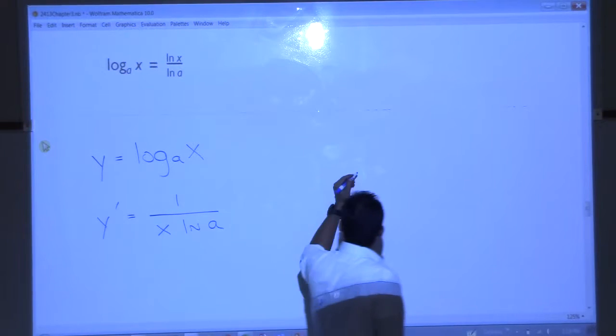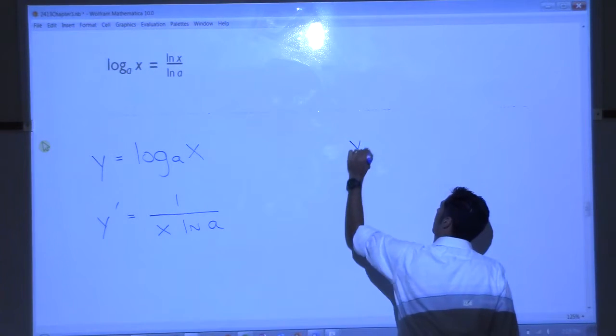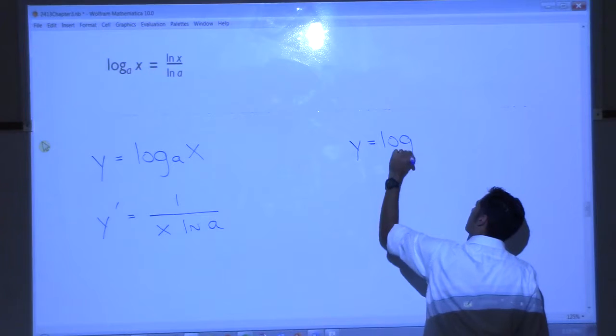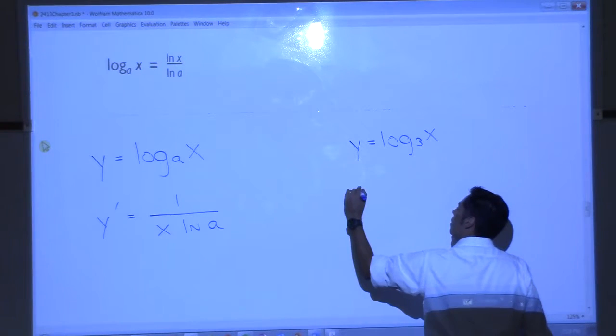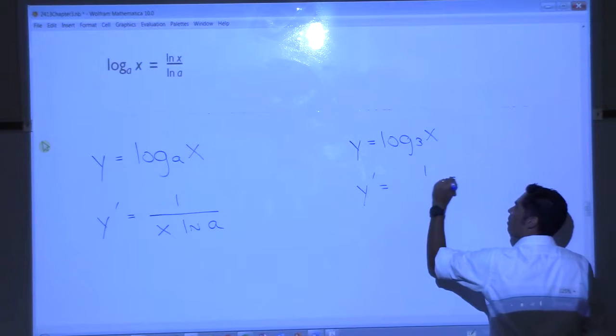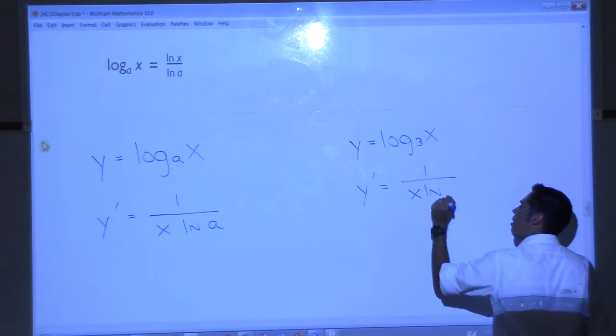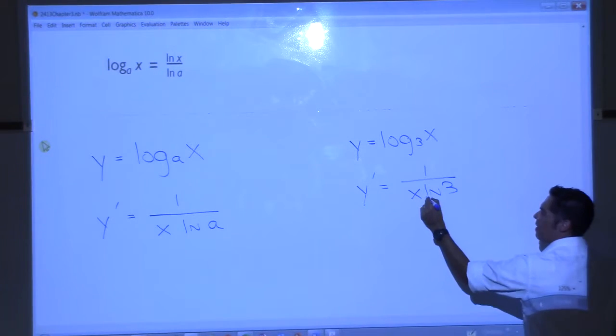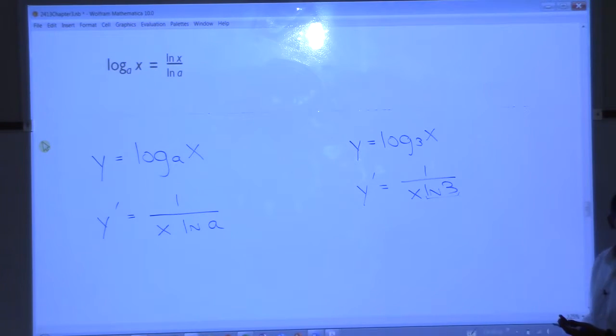So now, as an example, if y is equal to log base 3 of x, what's its derivative? 1 over x natural log 3. And remember, natural log of 3 is just a number, isn't it? Right? Okay.